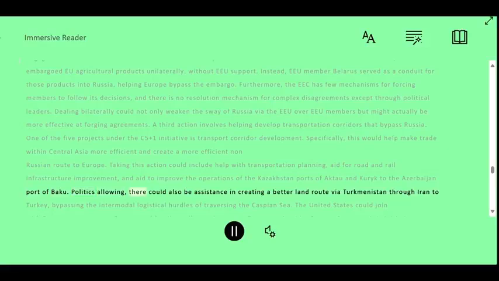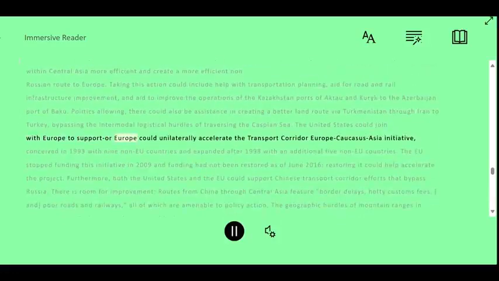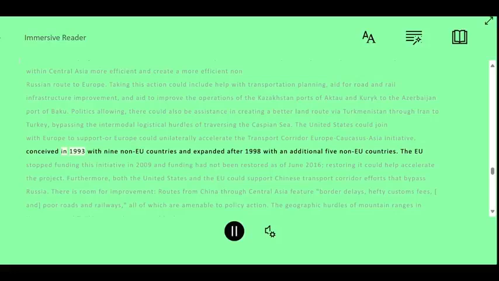Politics allowing, there could also be assistance in creating a better land route via Turkmenistan through Iran to Turkey, bypassing the intermodal logistical hurdles of traversing the Caspian Sea. The United States could join with Europe to support, or Europe could unilaterally accelerate the Transport Corridor Europe-Caucasus-Asia initiative, conceived in 1993 with 9 non-EU countries and expanded after 1998 with an additional 5 non-EU countries.